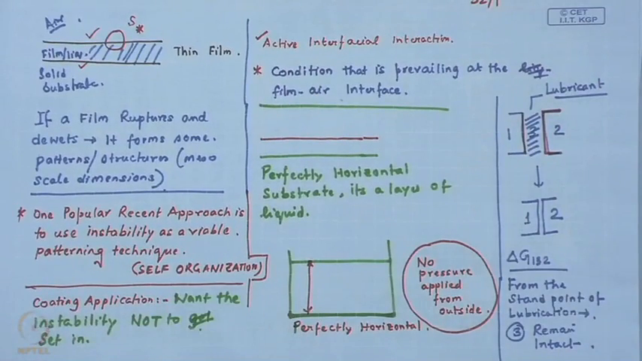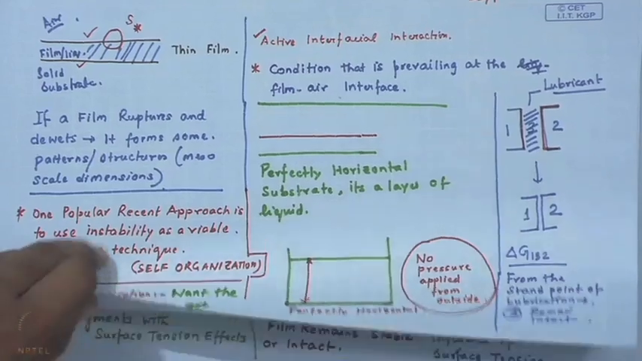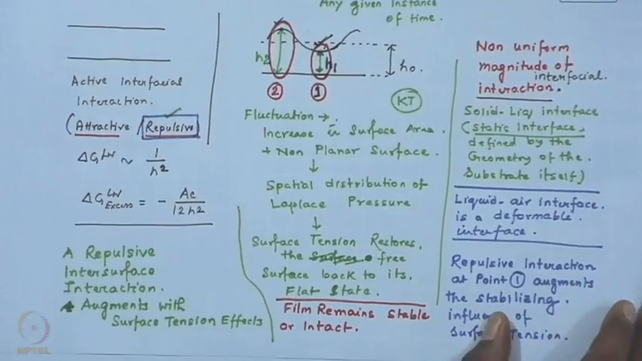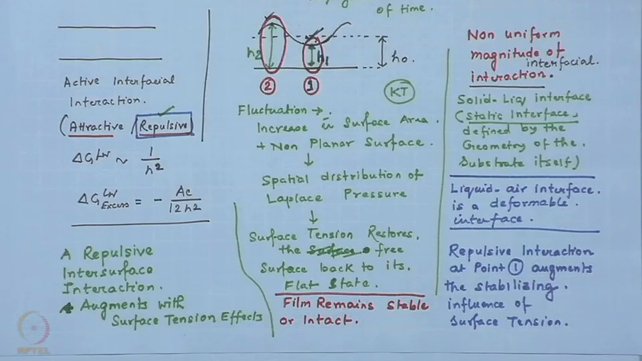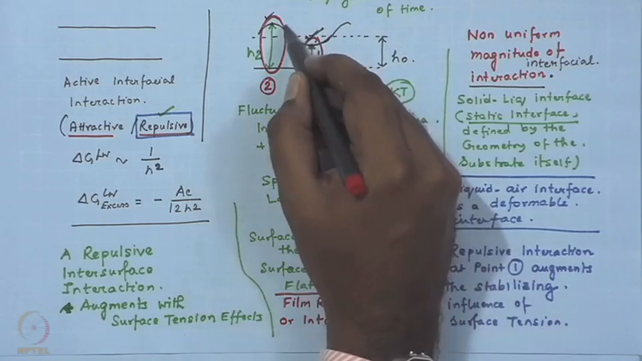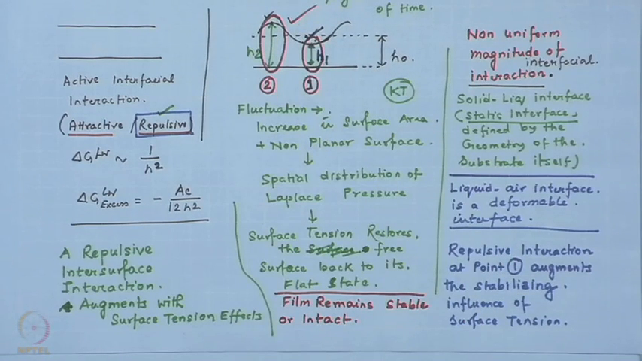And we argued, when we talked about the spreading coefficient, that a repulsive interaction between the two interfaces will ensure that the film remains stable, and quantitatively we will come to it probably in the next class. We understand that if you have a repulsive interaction between the two interfaces, even if you consider the existence of the surface fluctuations, which are often referred to as the capillary wave spectrum, then because of this repulsive interfacial interaction and the stabilizing role of surface tension, the film remains completely stable.